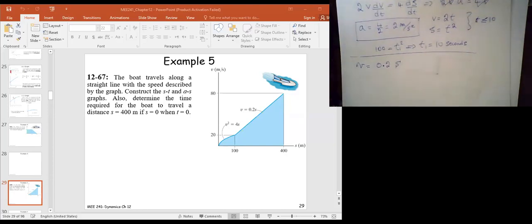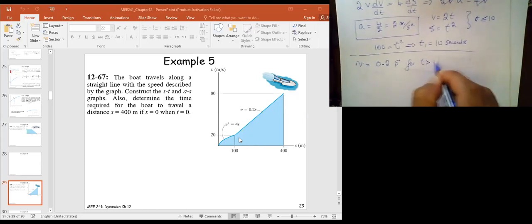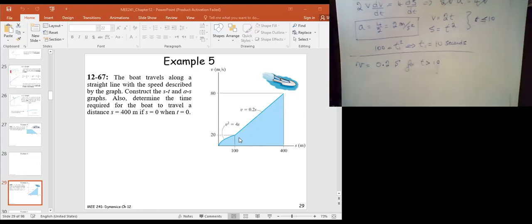Okay, yes, but we still need to know what would be the acceleration profile for t greater than 10 seconds, right? How can you do this? Well, we know v is equal to 0.2s, right, when t is greater than 10. Okay, how can I use this relationship to get the acceleration as a function of time here? Can someone tell me?